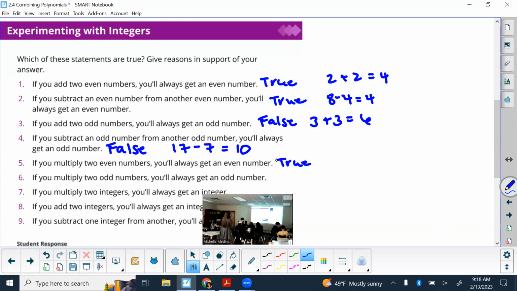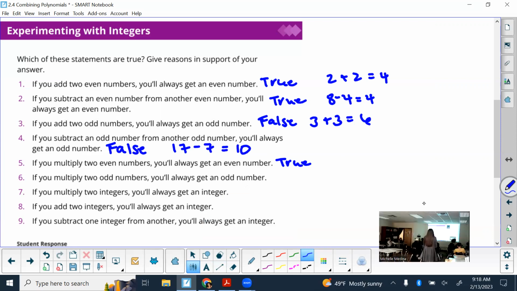Okay. So all the combinations that you tried, you always get an even number. Okay. Can anyone think of one where it's 2 even numbers multiplied together and you get not an even number? All right. So then table 4, if you multiply 2 odd numbers, you'll always get an odd number. True or false?